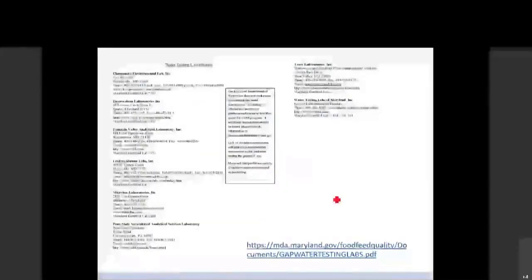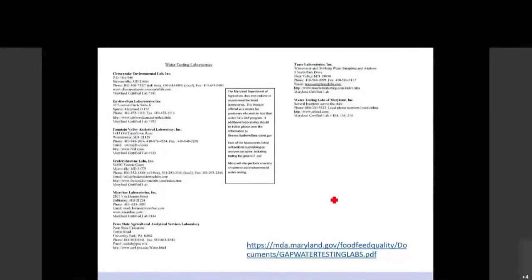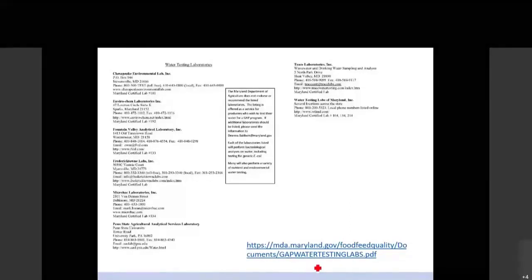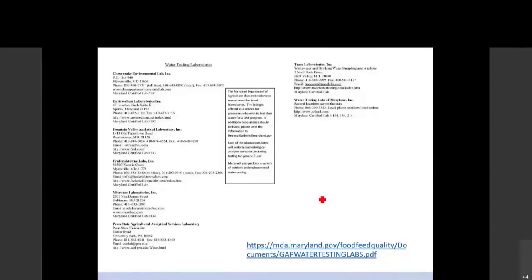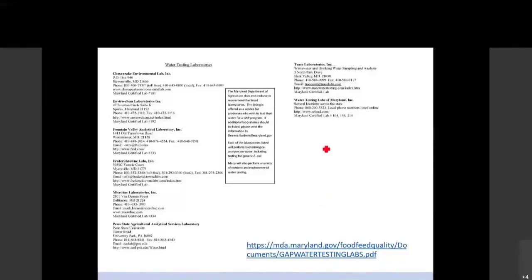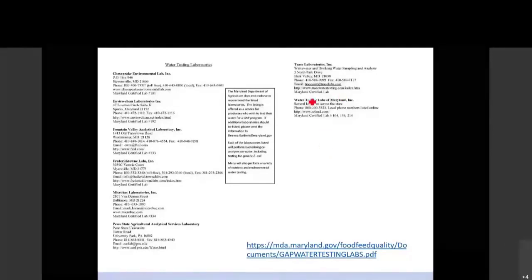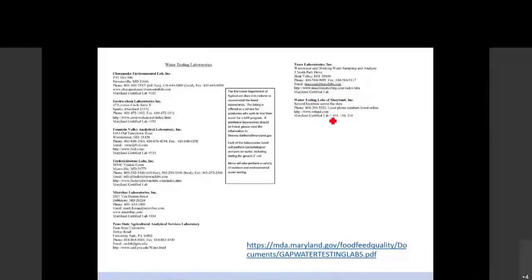All right. MDA has a nice printout. You can look at it here. This is the URL. Angela, hopefully you're going to put that URL up so people can look at that. And that is a PDF that you can download. Now, the downside of that is that on the Eastern Shore, there are satellites of, in particular, Water Testing Labs of Maryland, so this does not reflect all of their satellite locations. You look at this and go, I'm on the shore, I don't have a lab. Yes, you do, but it's not clear.